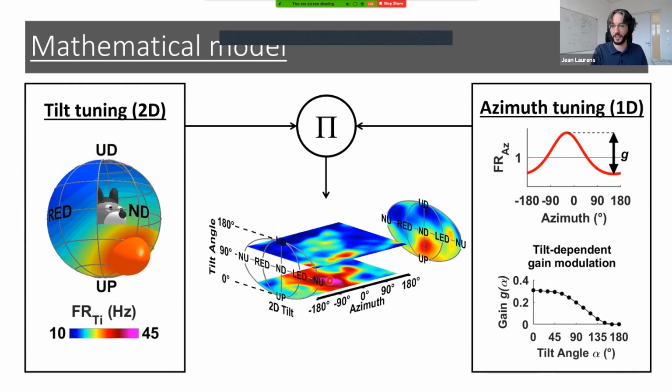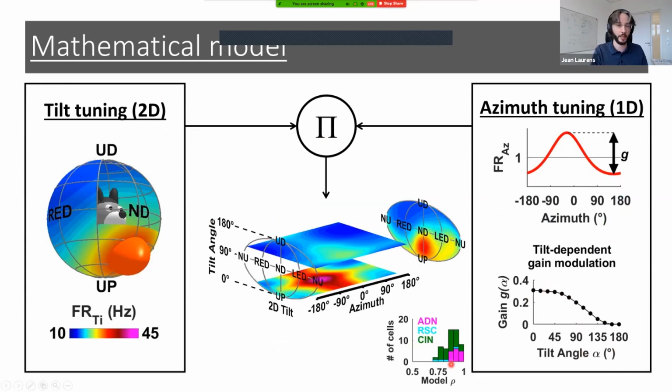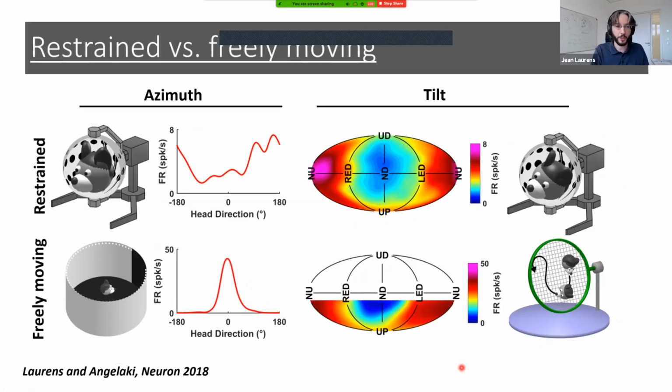This is the curve fitting for this example cell that we saw before, and this is the R square at the population level. Another important thing that we found is that all of this could be reproduced in free-moving animals, but on top of that, there were two important observations.